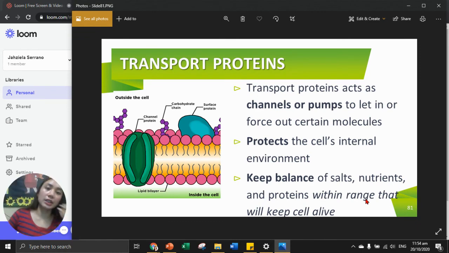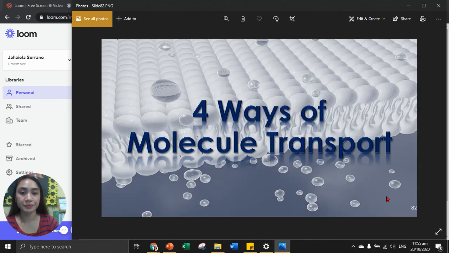So, ito yung tinatawag nating transport proteins. So, transport proteins act as channels or pumps. So, ito yung ating channel protein, the one represented in green, to let in or force out certain molecules, katulad nga ng sugars and other proteins. So it protects the cell's internal environment. It also keeps balance of salts, nutrients, and proteins within range so that the cell will be kept alive.